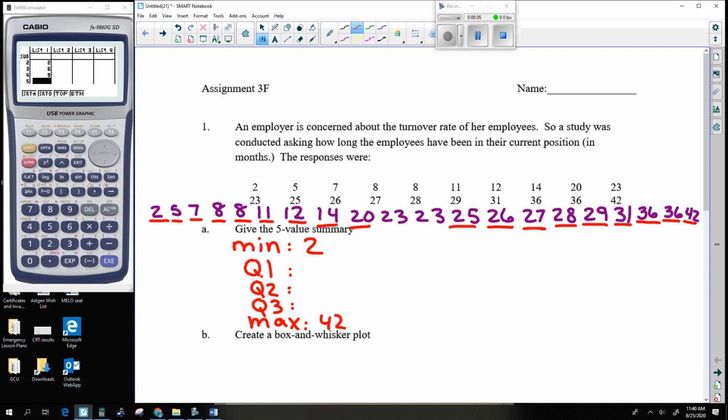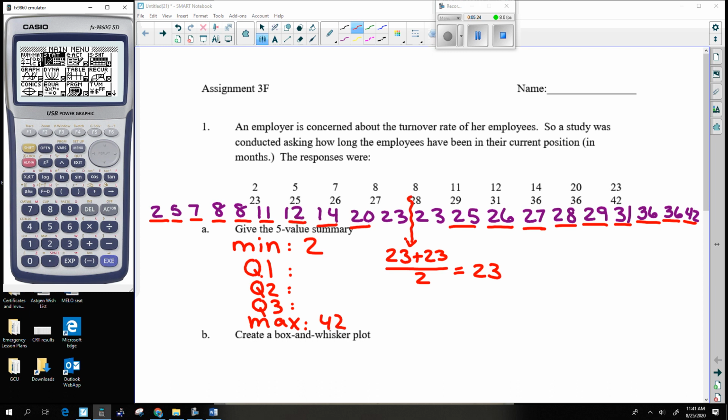So we see that our median is going to be in between two numbers. So if you recall, what you do when you have two numbers is you add them up and divide by 2. But this one's pretty easy. What's the middle between 23 and 23? It's 23. Just see, 23 and 23 is 23. Okay, so the median is 23.